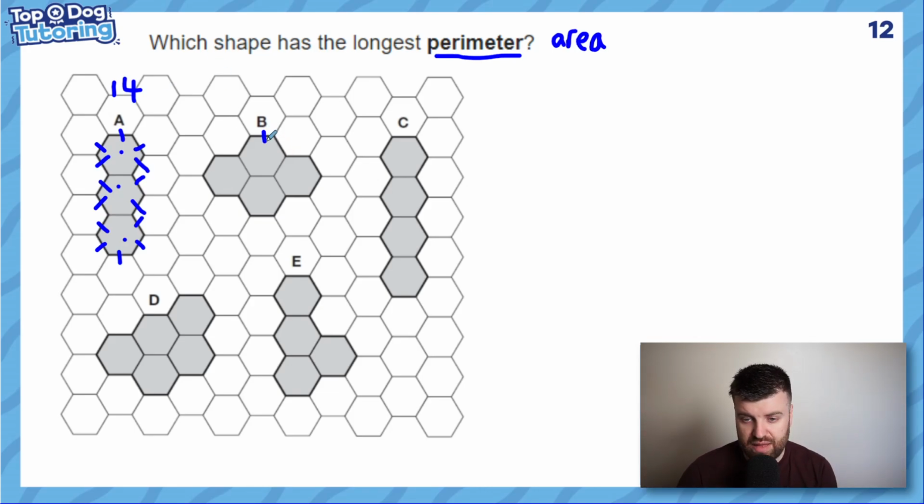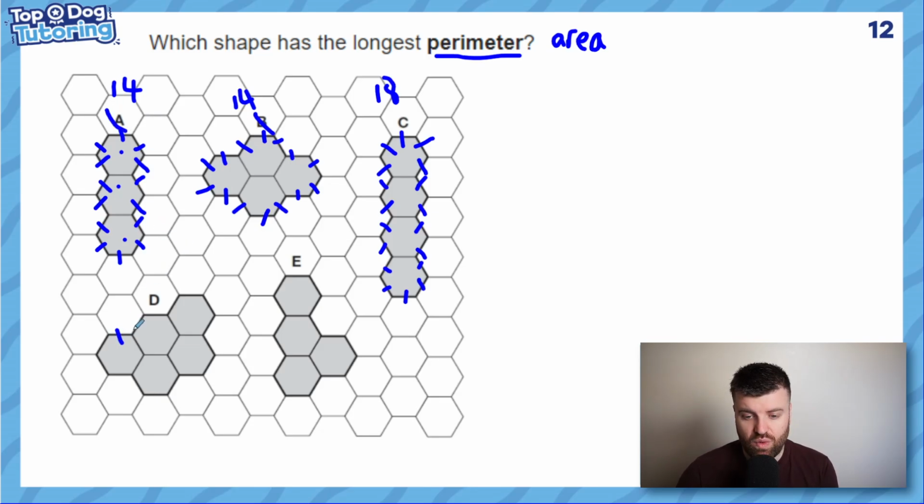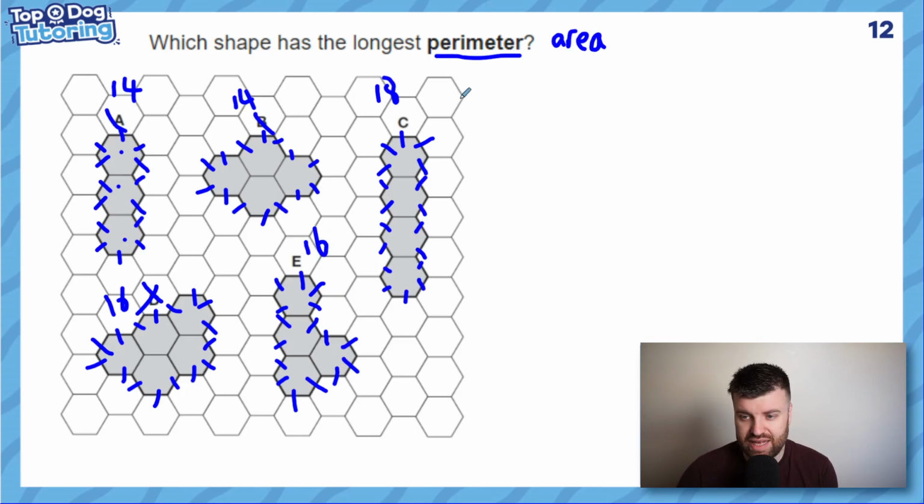So let's speed it up now. B, 1, 2, 3, up to 14. Again, it's not going to be A or B because they're the same. We want one that has the longest. Let's check C. 1, 2, 3, up to 18. Much better. It's not B, it's not A, it could be C. Let's keep going. D is 1, 2, 3, up to 16. It's not D. That's 16, that's less than 18. And the last one, E, is also 16. So we have a simple case here of C.